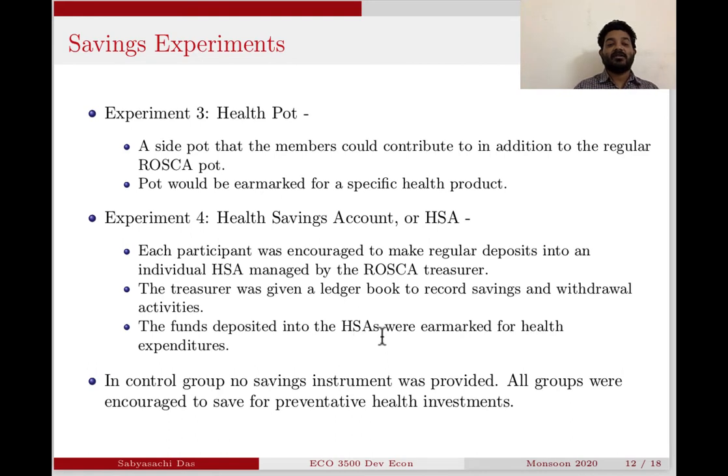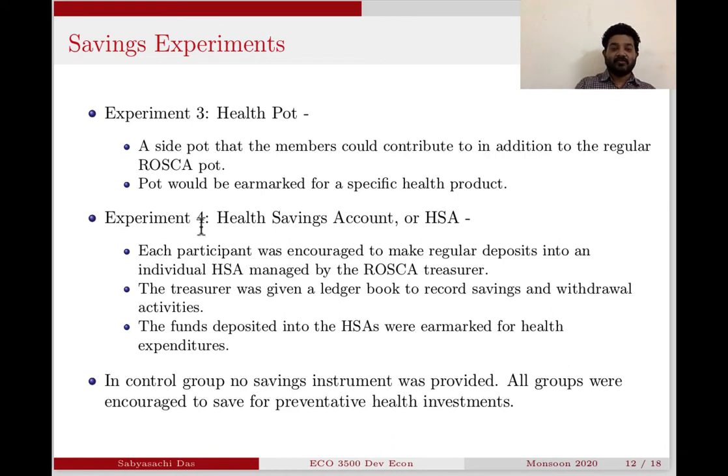The funds deposited in the health savings account by each individual were earmarked for health expenditure. So basically, the idea was that you can take the money out for any health expenditure. It need not be a health product, right? It could be a health contingency. Suppose you want to pay for medication or some clinic fee, you can do that. Across the 4 experiments as well as in the control group, people were encouraged to save for preventative health investments. But in the control group, there was no saving instrument provided, right?